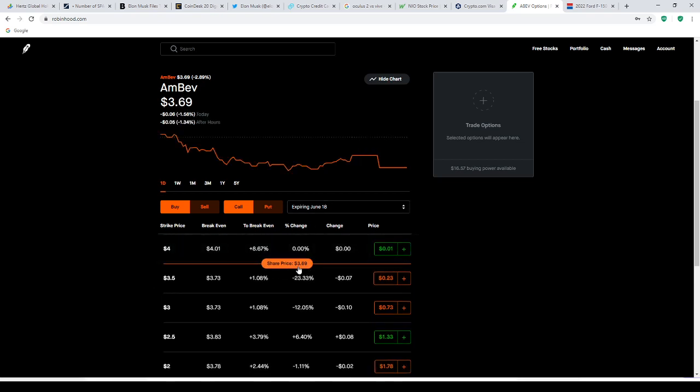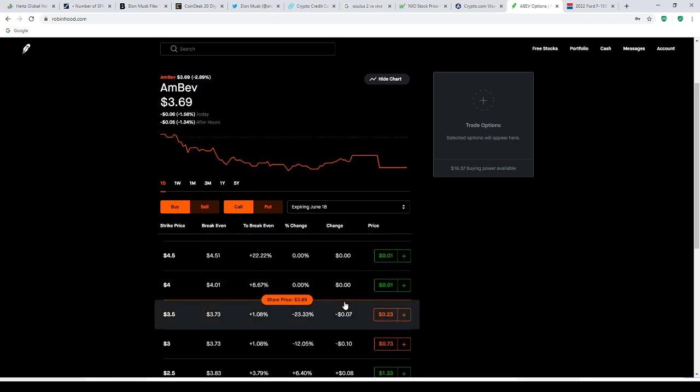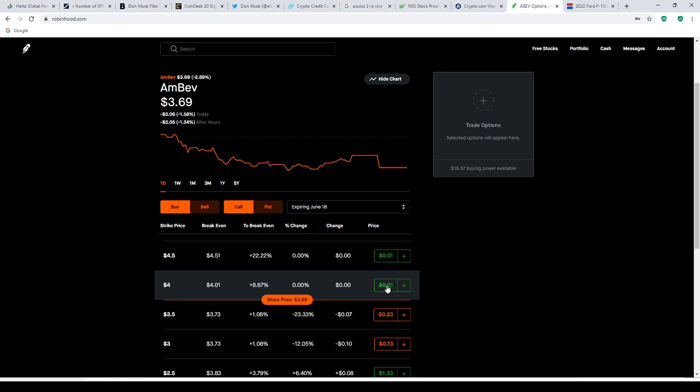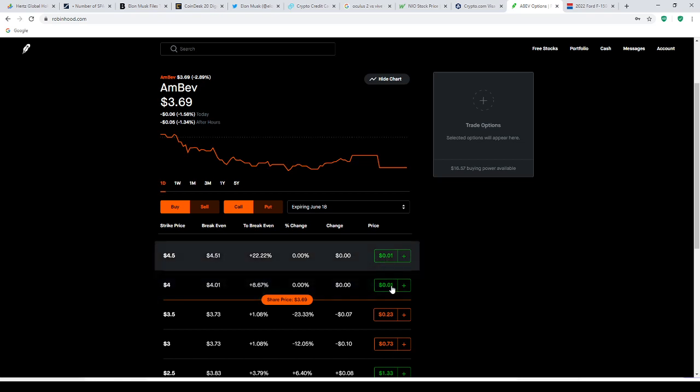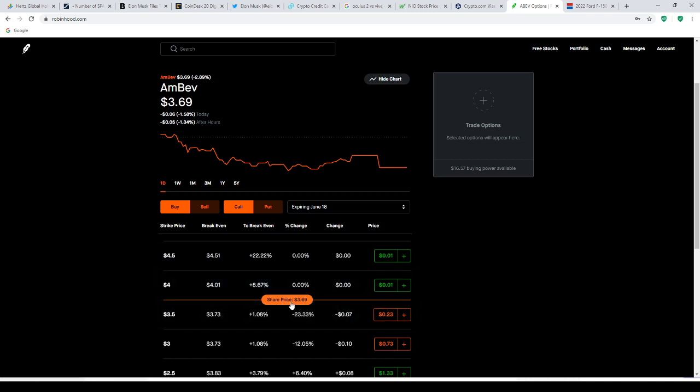So share price is currently $369. What we're looking at is, this is a strike price. So this is what you would pay if you were to execute the option. So what you want to be looking at is, what am I going to be paying if I decide to execute the option? So here's the risk and premium that you'd be paying and what the other person would be receiving if you were to buy the stock.